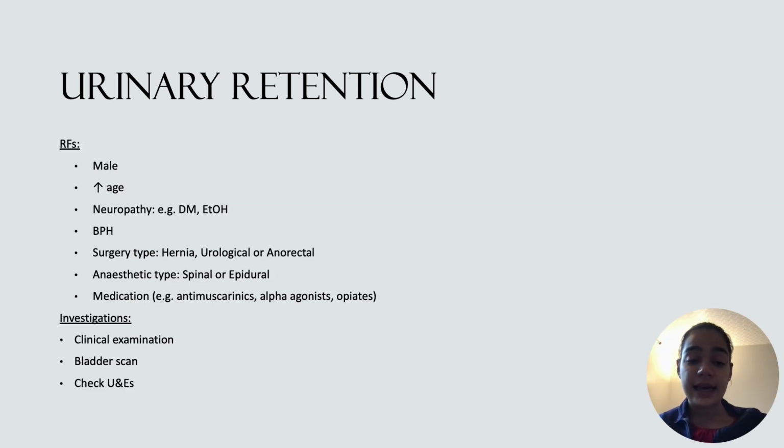The risk factors here are males of increased age, any neuropathy, so alcohol excess or diabetes, benign prostate hyperplasia, having specific surgeries, so hernia surgeries, urological surgeries, or any surgeries involving the rectum, anaesthetic type, so particularly spinal or epidural, and medications such as antimuscarinic medications, alpha agonists, or opiates. For the investigations here, you want to perform a clinical examination, a bladder scan, and check the urinalysis.